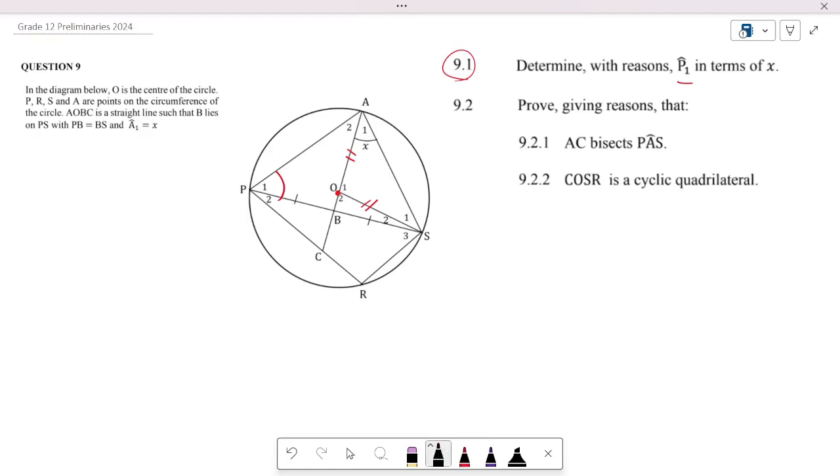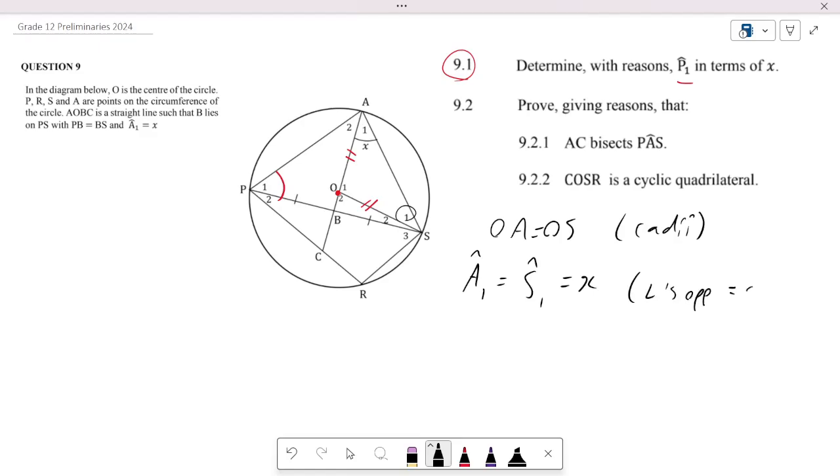So we can first start by saying that OA is equal to OS, and this is because they are radii, right? And now the next thing we can say is that angle A1 is equal to angle S1, which is equal to x, because they told us that it's x. And this is because of angles opposite equal sides.